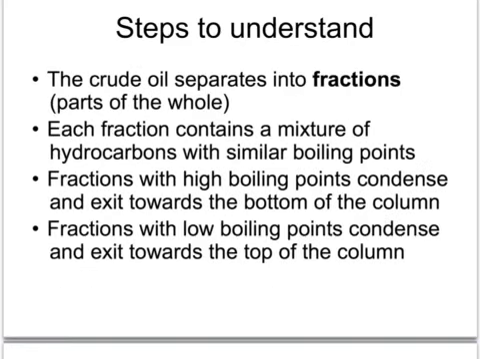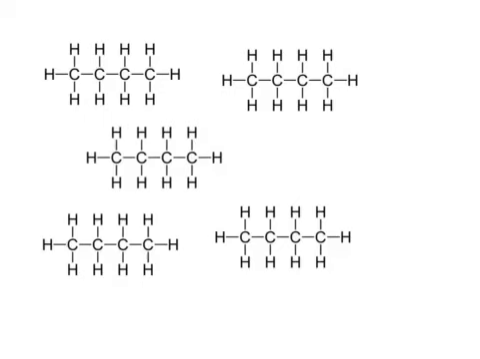The crude oil is separated into fractions, or parts of the whole as it were, so each of these fractions is a mixture of hydrocarbons with similar boiling points, and the fractions with high boiling points condense and exit towards the bottom of the column, and those with low boiling points condense and exit towards the top of the column.